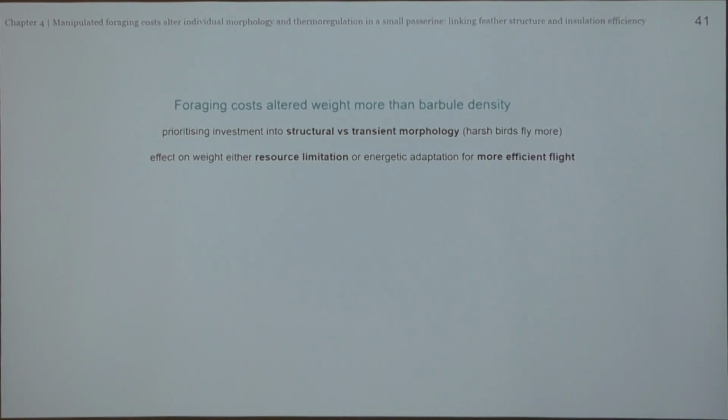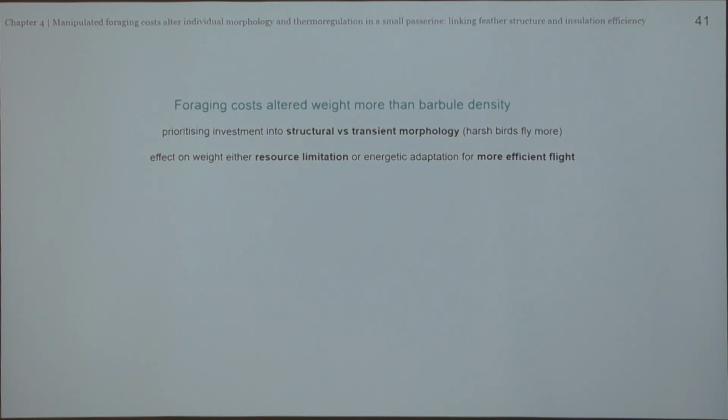So to summarize, the foraging costs altered weight more than barbule density, and this is similar to what we saw with the brood size manipulation, that effects were more visible on weight than barbule density. So once again, the birds might be prioritizing keeping structural morphological features at a good quality, and if faced with harsh conditions, they turn more towards varying their transient morphological features like body weight. And this might be especially true for harsh condition birds, because they need to fly much more. So they need to have good quality feathers to be able to fly efficiently.